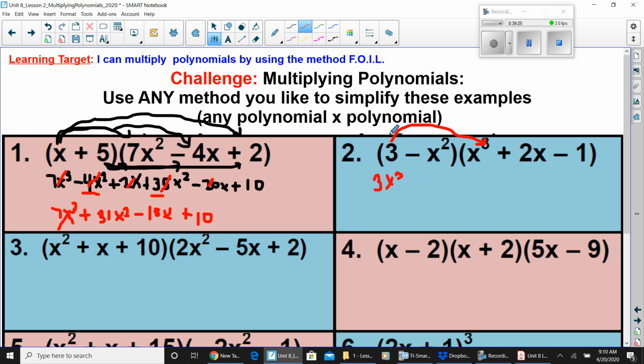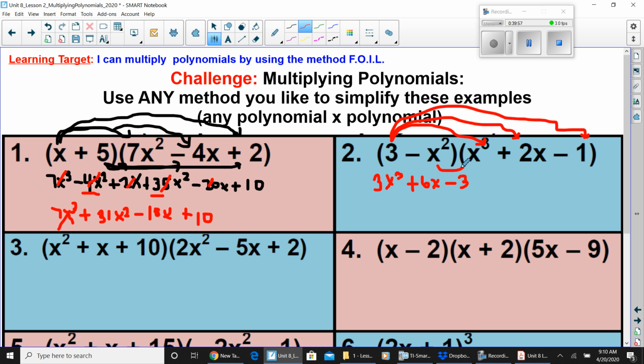Right? Go ahead of me because you guys are writing on paper. It's much faster than what I'm doing right here. 3 times 2x, that is 6x. And then 3 times negative 1, which is negative 3. And you know that the 3 has now been distributed to every term in that second set of parentheses.